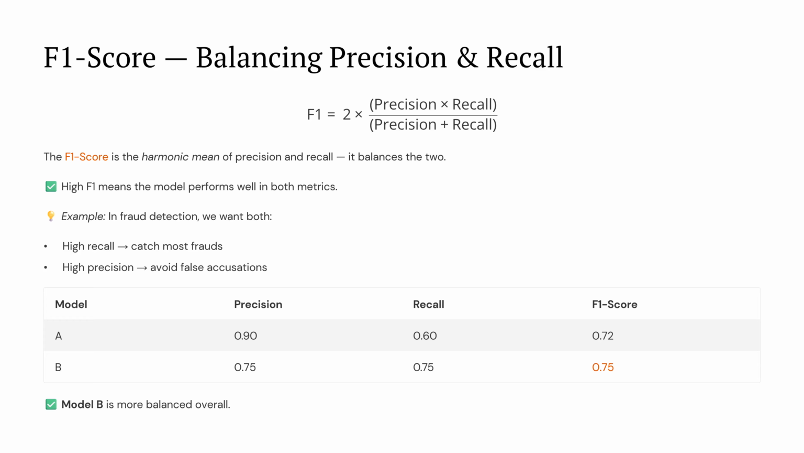The F1 score balances both precision and recall. It is the harmonic mean of the two. A high F1 means the model performs well in both metrics. For example, in fraud detection, we need high recall to catch most frauds and high precision to avoid false accusations. Between these two models, model B is more balanced overall, showing better performance in both precision and recall.